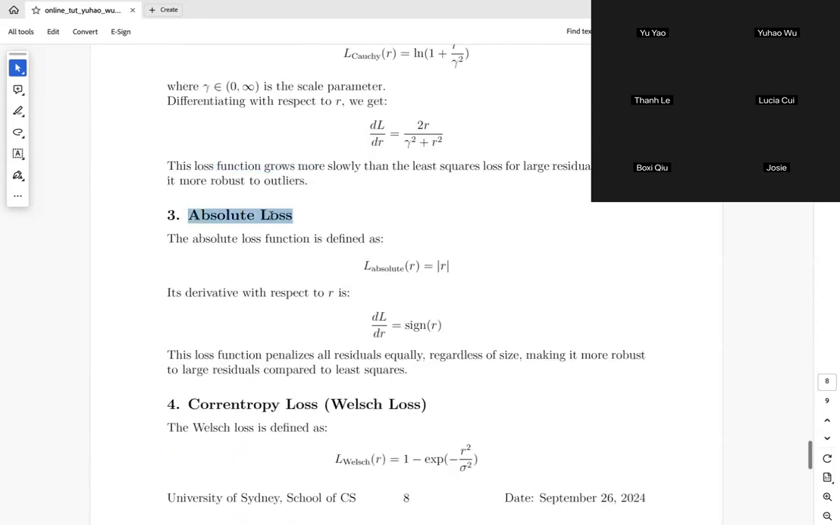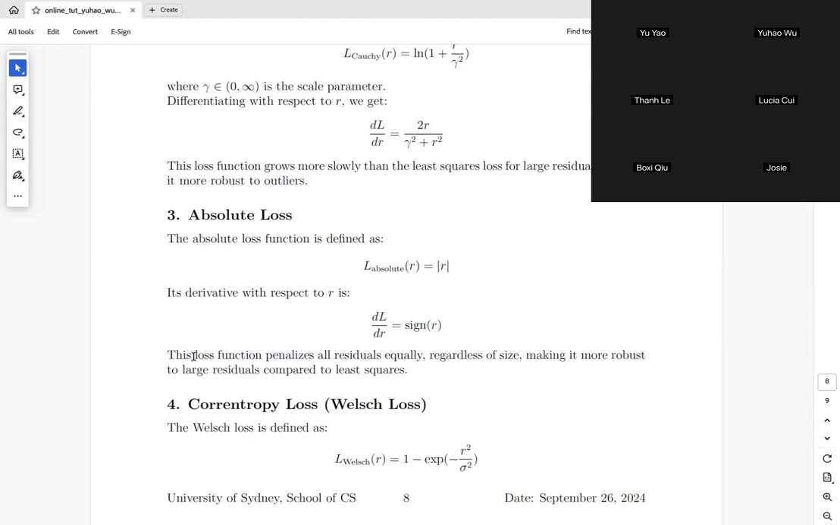The second is the absolute loss. For absolute loss, if we take a derivative with respect to r, the value is just equal to the sign of r. So the value is just +1 or -1. So this does not have any connection with the value of r.